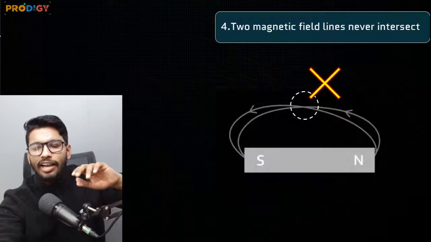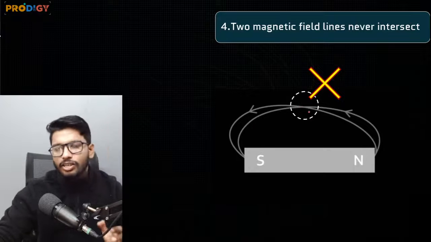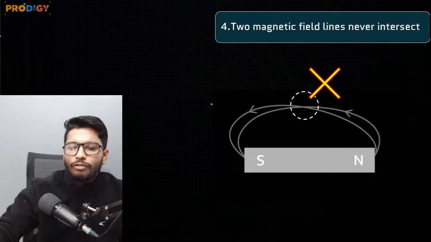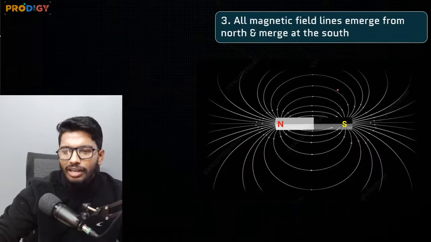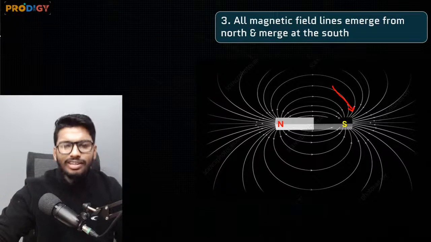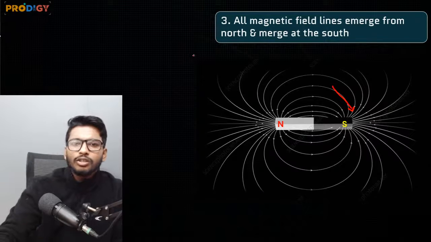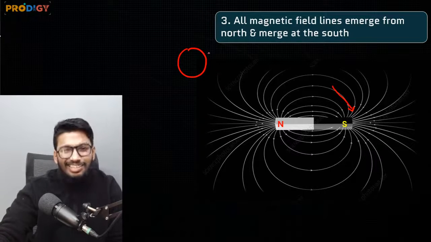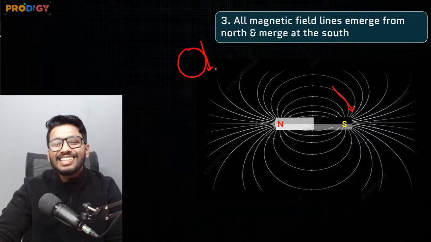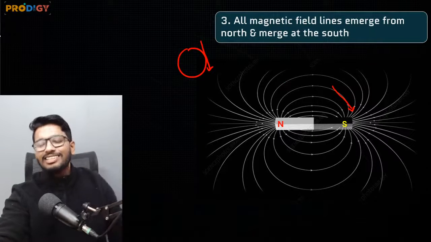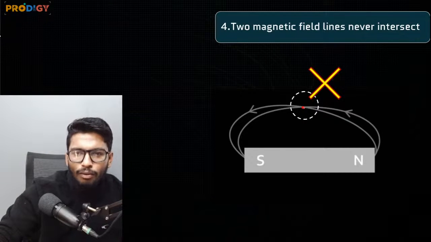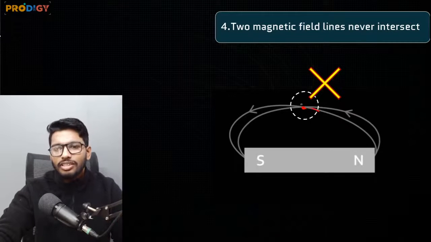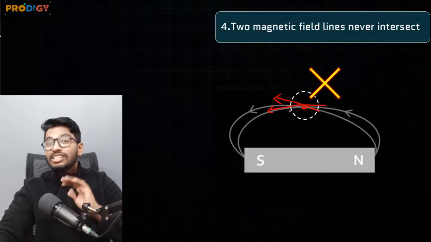One is that if I want to find out the direction of a magnetic field line at this position, all I have to do is draw a tangent. I'm pretty sure you know what a tangent is, you've studied that in circles. It's a straight line that is just touching the circumference. If I draw a tangent, I can find out the direction of the magnetic field lines. At a particular point, you can't have two different directions, one this way and one this way, which is never possible.